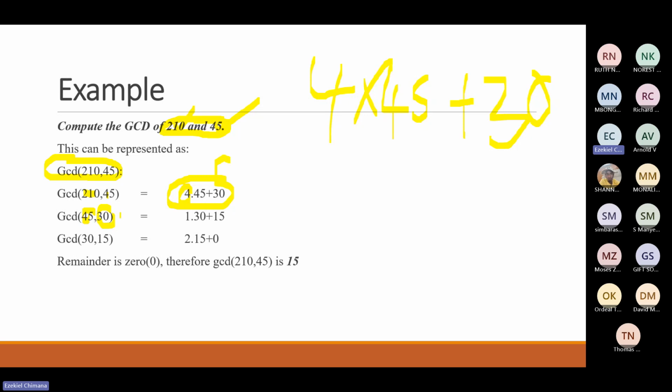To find that, you need to divide 45 by 30. It's 1 with a remainder of 15. That's why we have 1 times 30 plus 15. This one will give us a result of 45. This is just simple mathematics.